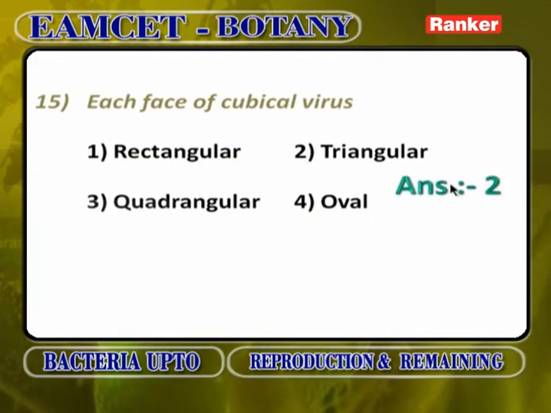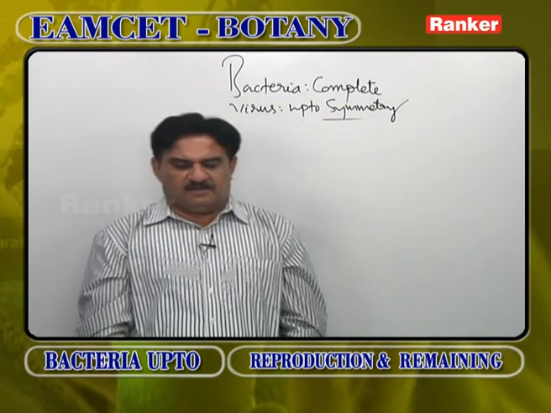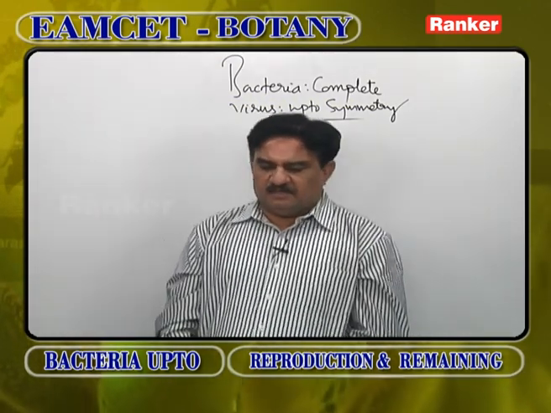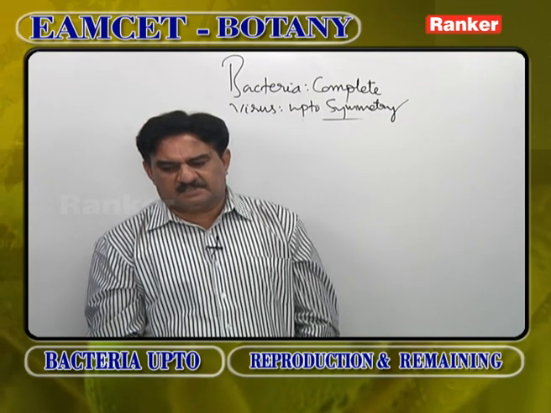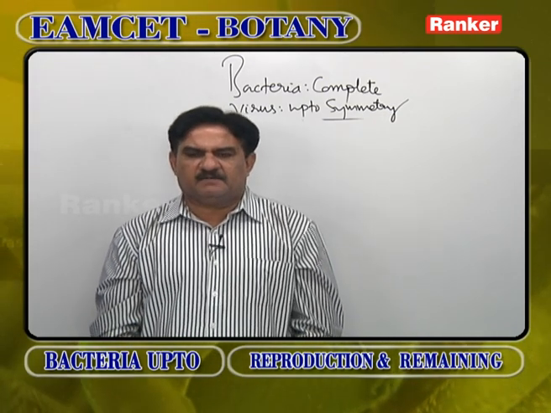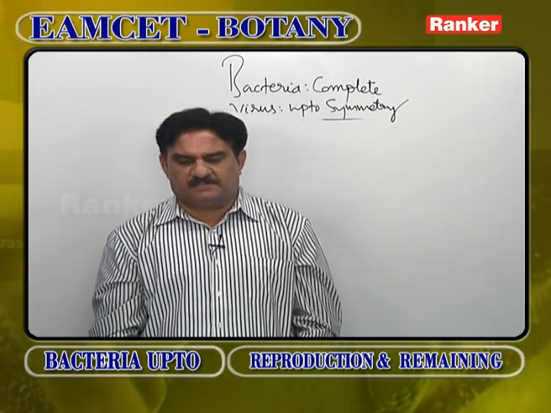Each face of a cubical virus means each capsomere is triangular, an equilateral triangle. How many such faces? 20 faces are arranged in a cubical manner. This type of symmetry is called icosahedral symmetry. So, it is not rectangular, not quadrangular, not oval, but an equilateral triangle face. Second option.